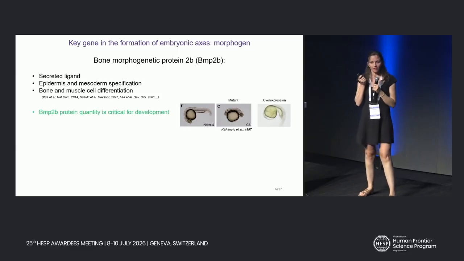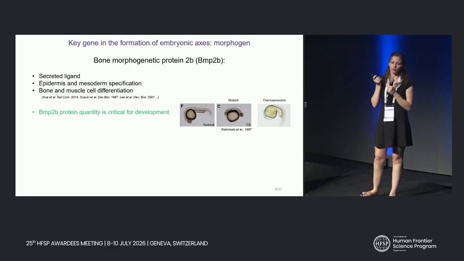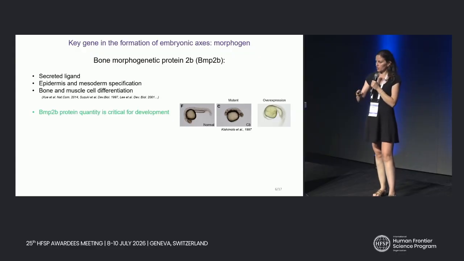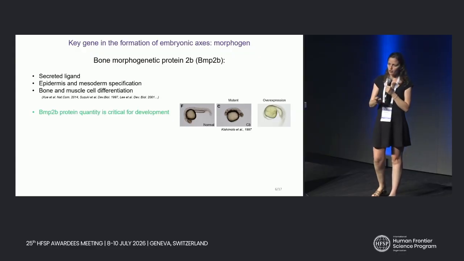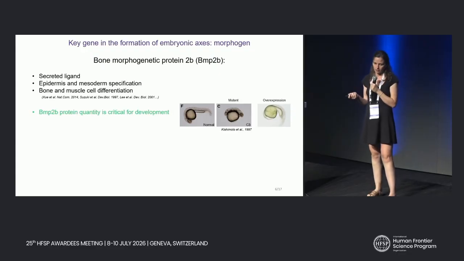What is really interesting with this protein is that the quantity is critical for development. Indeed, if you mutate the gene, you have dorsalized embryos, and if you overexpress BMP2B, you have ventralized embryos.